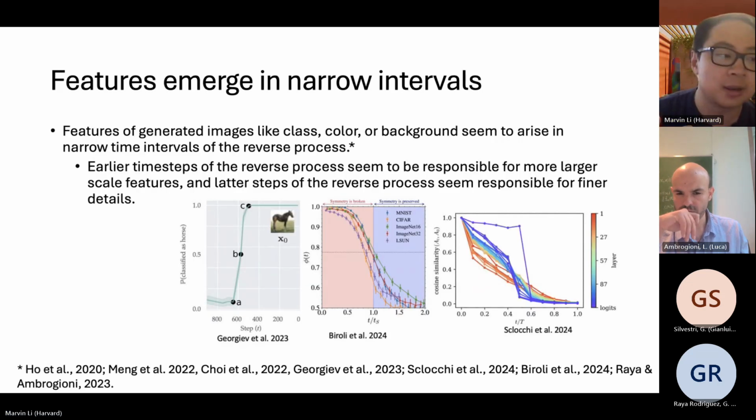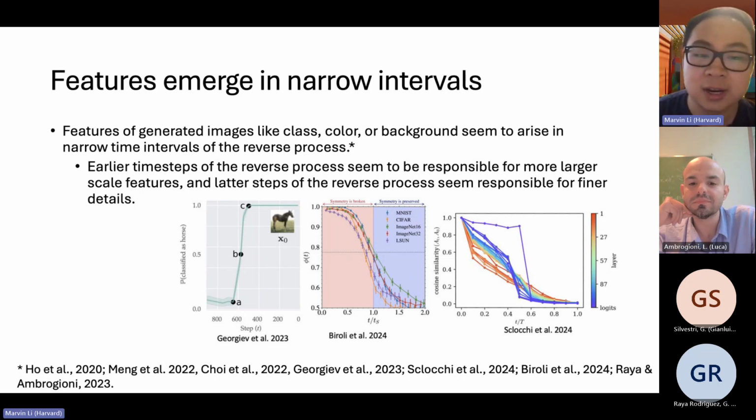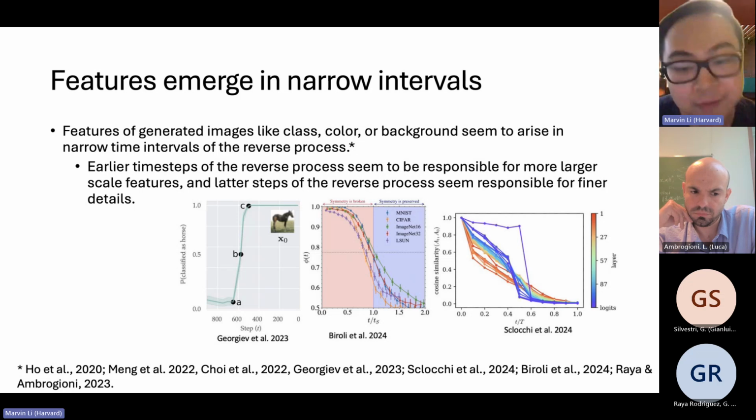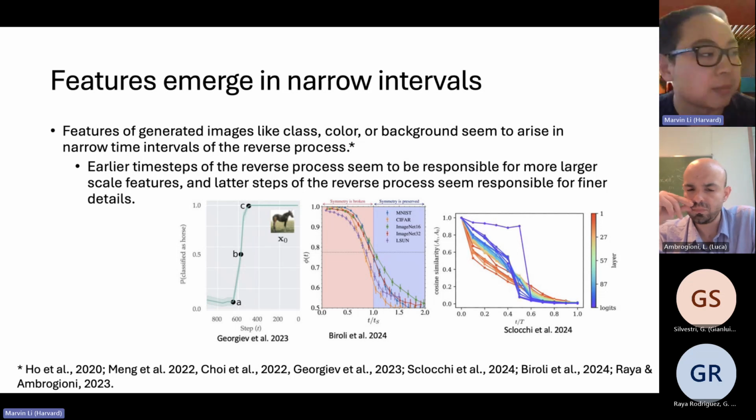So now I'm going to describe an empirical phenomenon that has been noted by a lot of different authors. I think that features of generated images like class, color, or background seem to arise in narrow intervals of the time reverse process. So let's look at the very leftmost plot by Georgiev et al. We have a CIFAR10 trained diffusion model, and we generate images from t equals 1,000 to 0, right? Let's say we start with an image, we generate a horse, right?